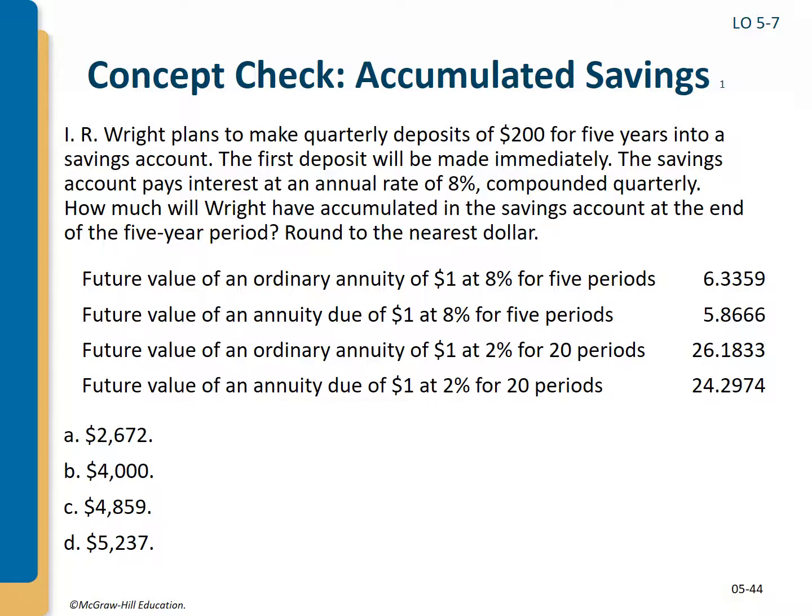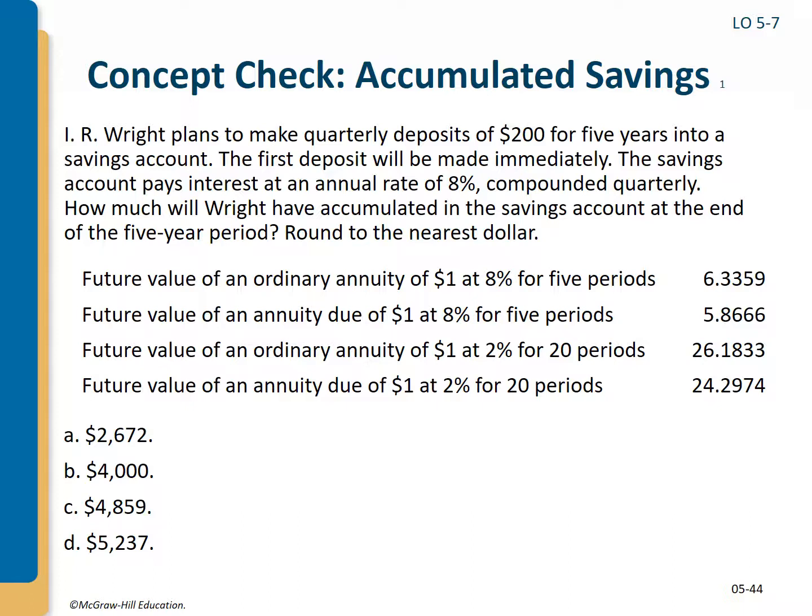Wright plans to make quarterly deposits of $200 for 5 years into a savings account. The first deposit will be made today, immediately, right now. When that says that, it's an annuity due. The savings account pays interest at an annual rate of 8% compounded quarterly. How much will Wright have accumulated in the savings account at the end of the 5-year period?